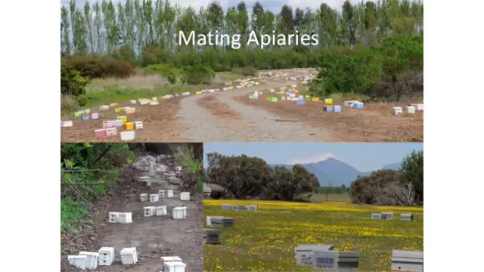These are some shots of the mating apiaries. These are the little styrofoam boxes, very similar to what you guys have here. All the beekeepers use different sizes. These are two ways, they're split on either side. You can have four ways. They all use different types of mating boxes.